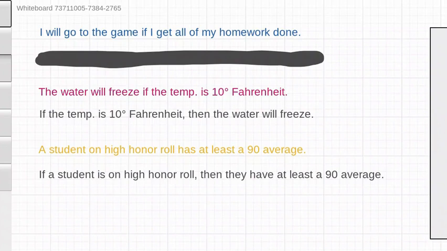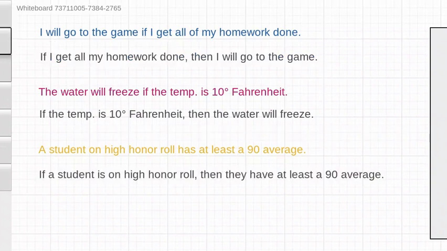Alright. The next one says, I will go to the game if I get all my homework. Again, we see that I will go to the game. Like, only if. Maybe not only if, but if this happens. So if this happens, then I will go to the game. So if I get all my homework done, then I will go to the game.